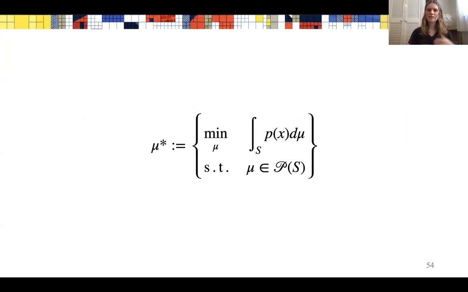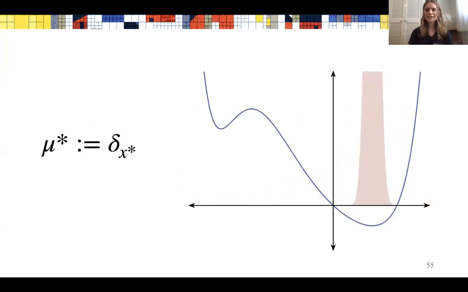And we also have this constraint that the measure is a valid probability measure on the set S, or the set that we're optimizing over, or that we're integrating the polynomial over. And so just as when we were placing the masses, the optimal way to place them was all at the minimum of the polynomial. The optimal value of this measure is clearly just going to be a delta function supported at only x star, the minimum value of the polynomial.